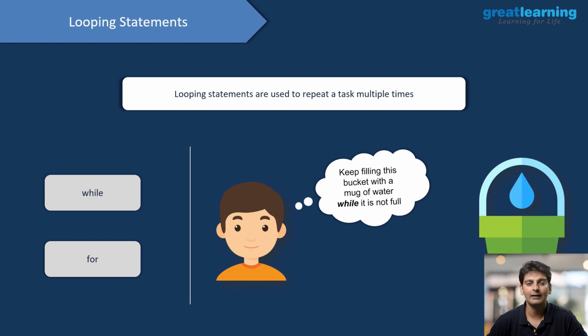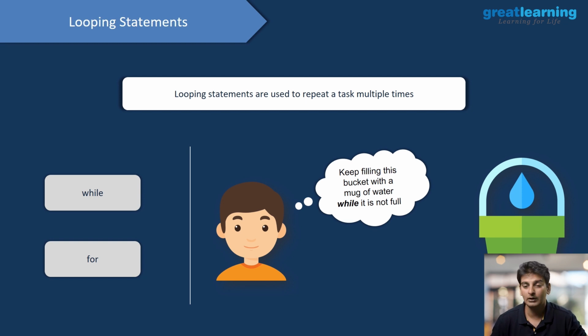So you have a bucket and you'd want to completely fill it up with a mug of water. So the condition is, while the bucket is not full, you will keep on adding a mug of water to it until it is full. So here the repetition task is you will have a mug of water and you will keep on pouring that into the bucket until it is full. So you're repeating a task until the final condition is met. And this is how the while loop works. In looping statements, you basically have while and for. So we'll start with the while loop.